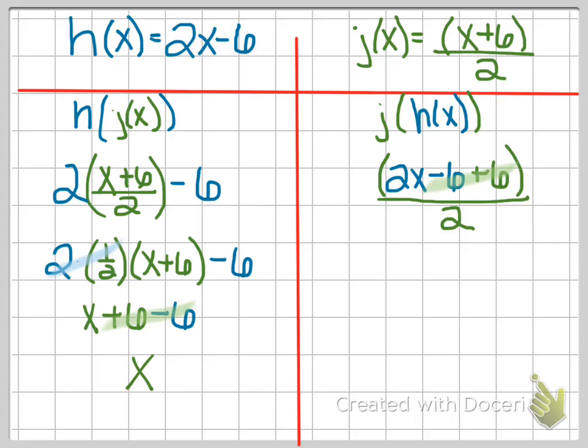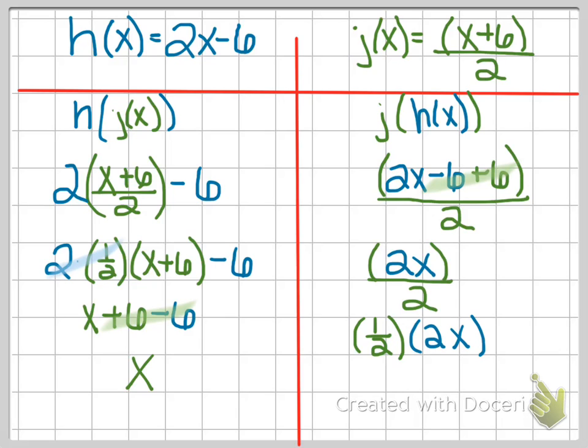I can identify if I take away 6 and add 6, well, there's 6 zero pairs. That's the additive identity. So I'm left with a quantity 2x divided by 2. Well, 1/2 of 2x again creates a 1 pair. 1/2 and 2 leave me with a single x.